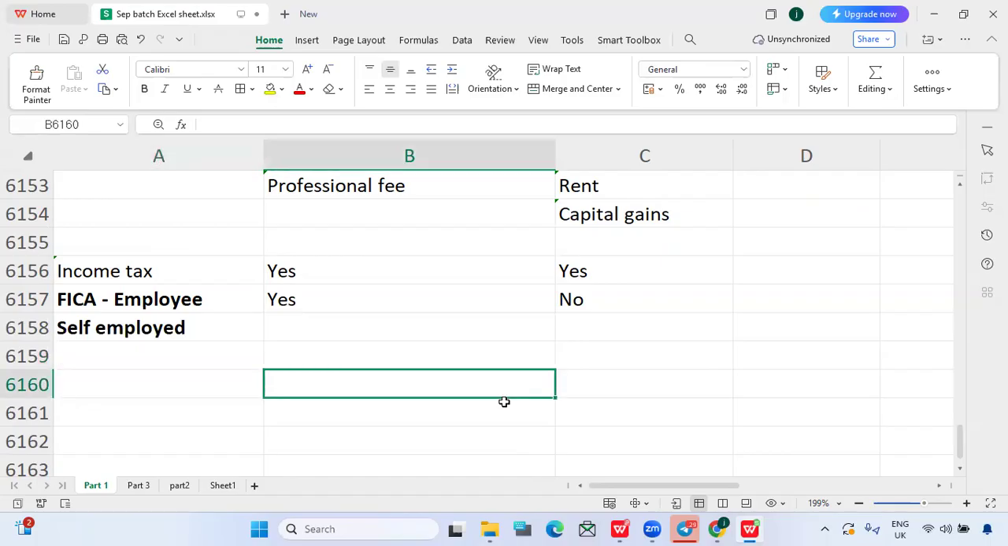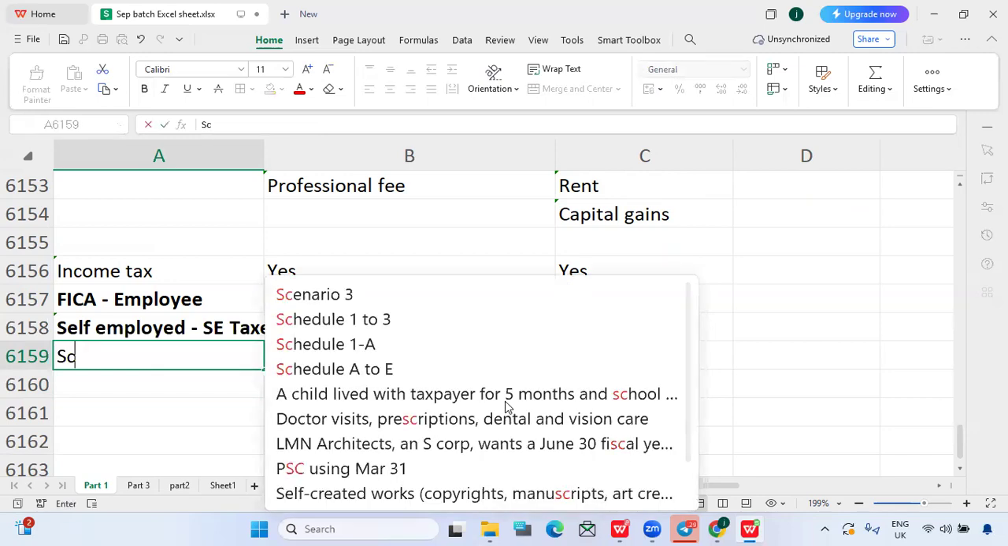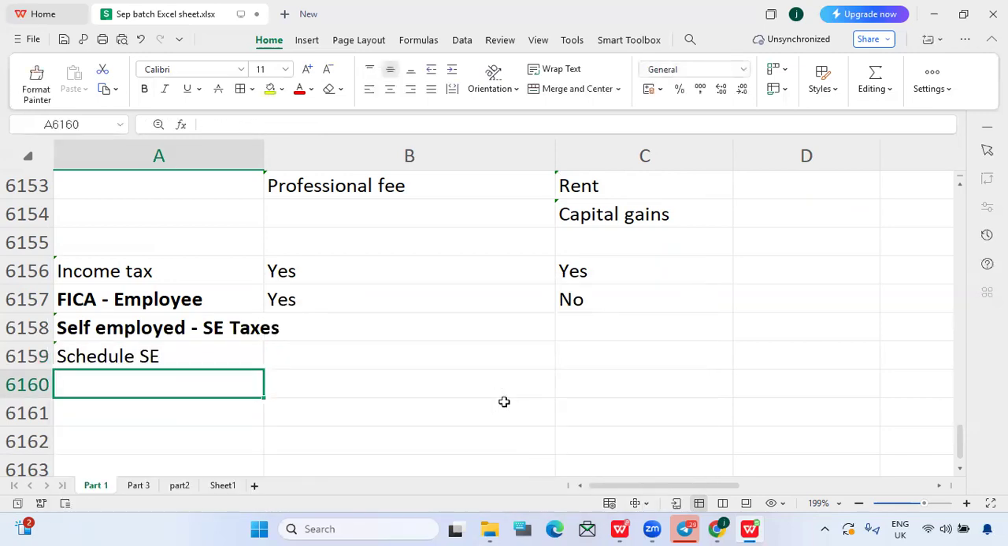So for this, we call it SE taxes. The same FICA taxes we have seen, here we have SE taxes. For that, we need to do some calculation, right? Whenever there is a calculation, definitely we should have a form or a schedule. For calculation of self-employment taxes, we have Schedule SE.